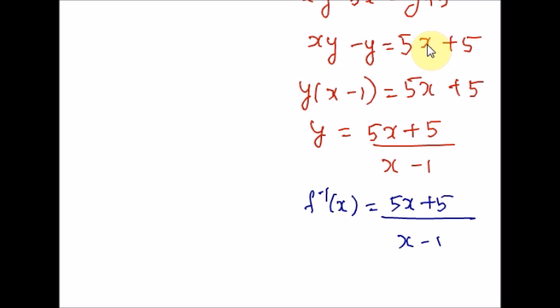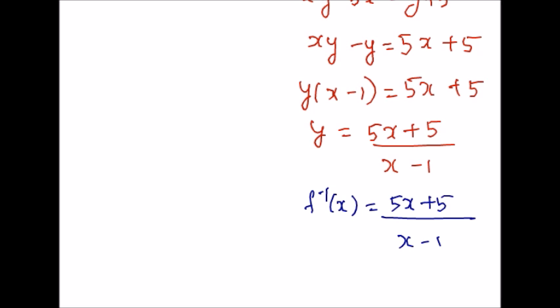Since we cannot permit to plug in x equal to 1 in the denominator, that literally becomes the domain. That is all the x values excluding x equal to 1. So we can take the domain of the original function to make the range of the inverse. That's it for this example.